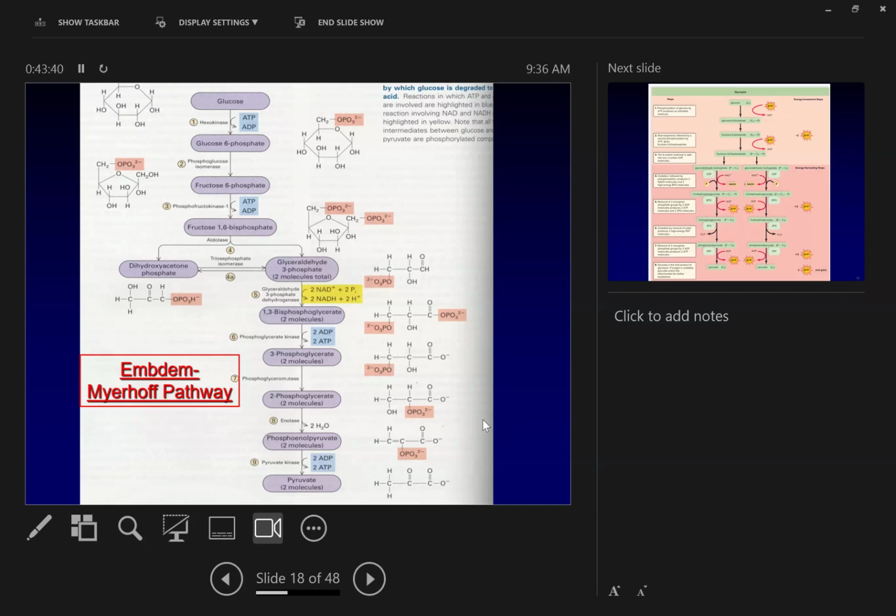How many net ATP do we produce with muscle glycogen? You skip the first input. You put in 1, you still make 4, so we have 3. You have 3.